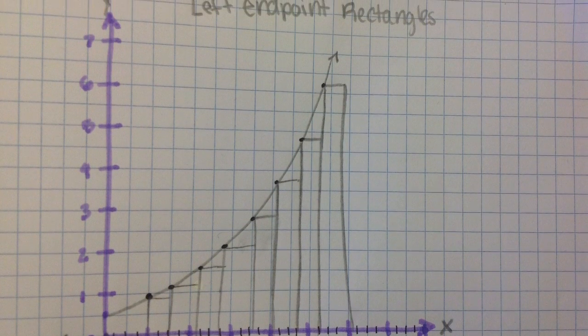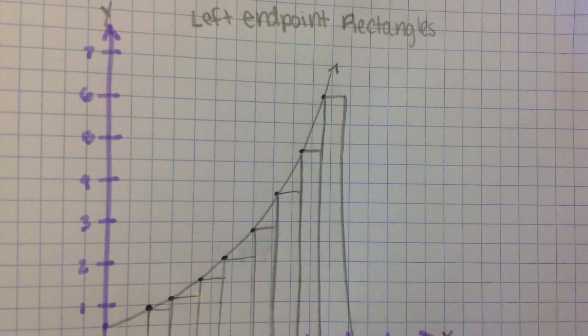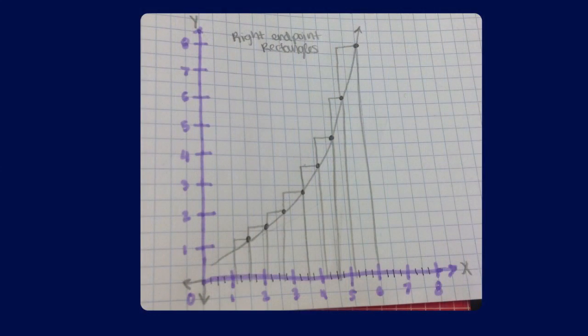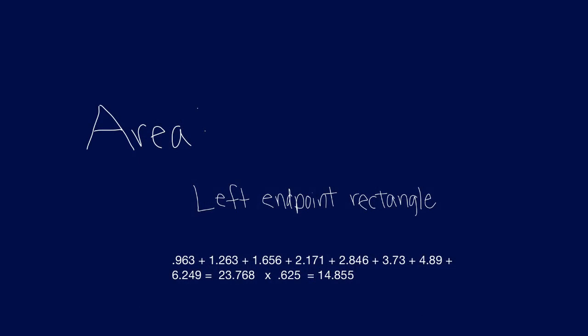You can see that the curve corresponds with the points that are located on the left side of the rectangles. Now, looking at our right endpoint rectangle graph, you can see that the curve corresponds with the right side of the rectangles.